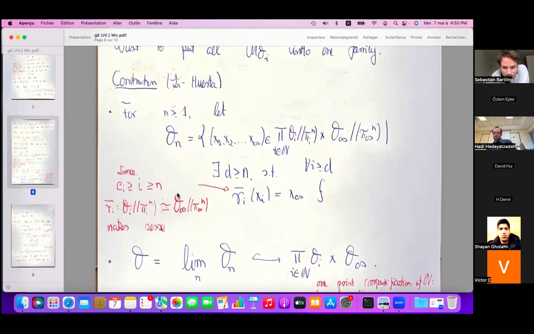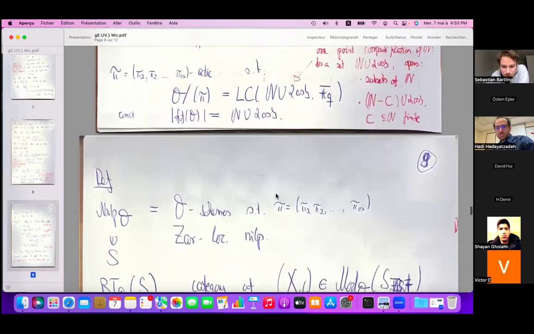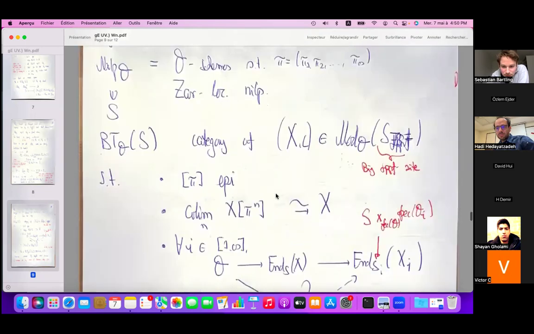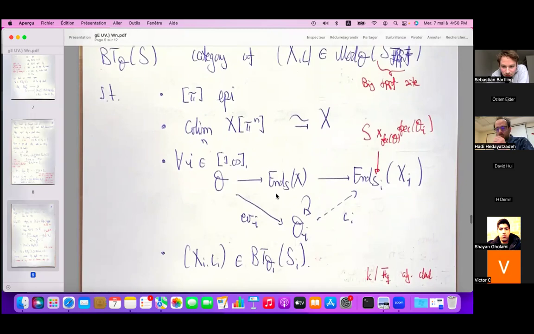Oh man, that's very bad notation. Okay, is that clear now? Yes, yes. Okay. Thank you.